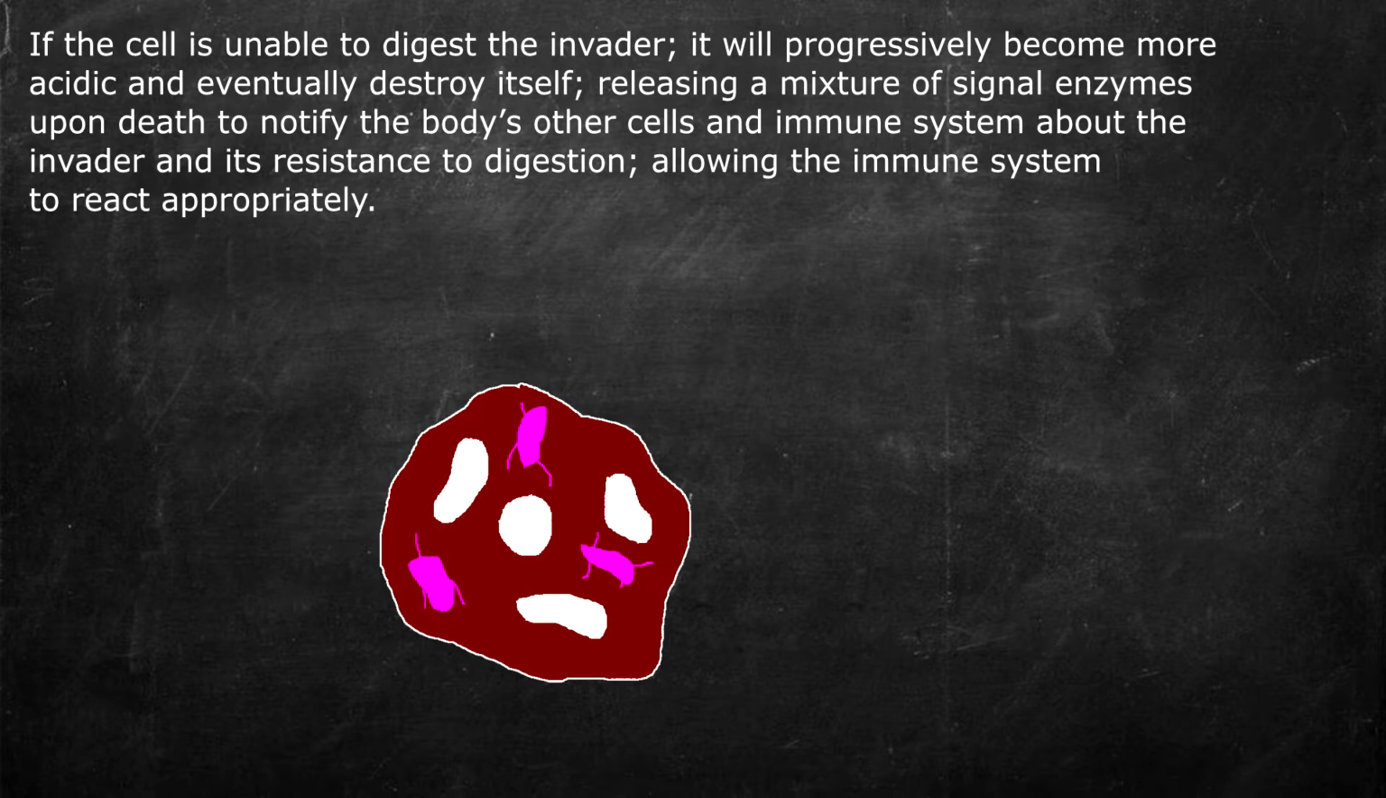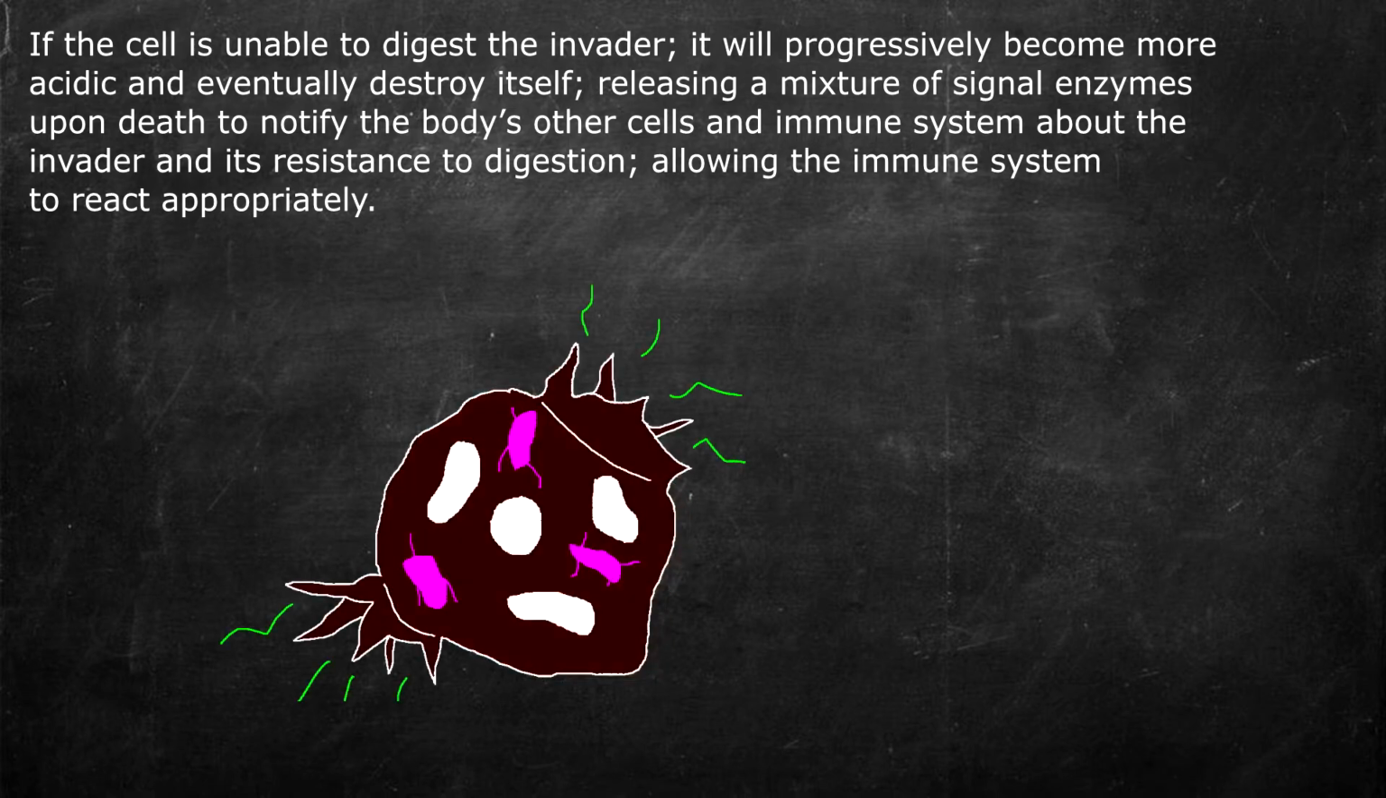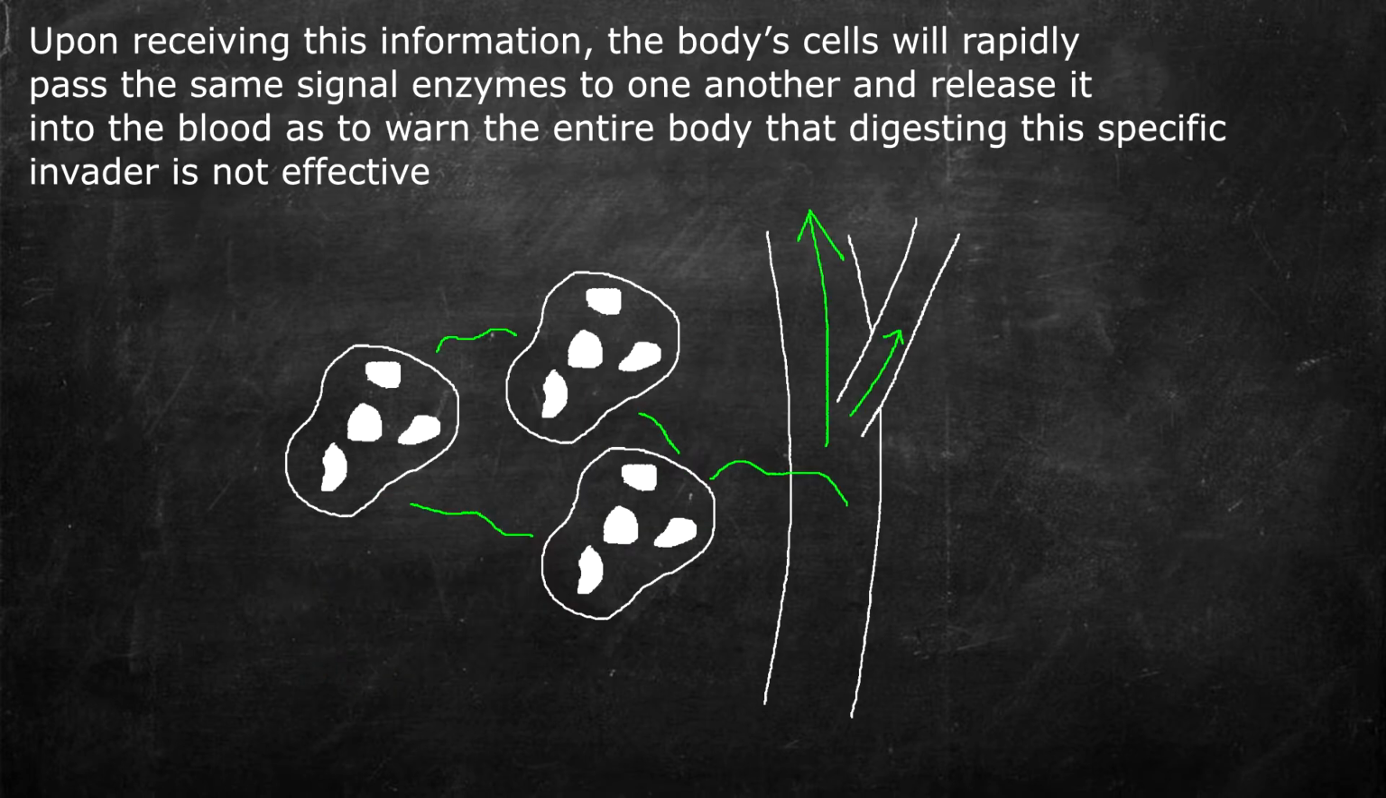If the cell is unable to digest the invader, it will progressively become more acidic and eventually destroy itself, releasing a mixture of signal enzymes upon death to notify the body's other cells and immune system about the invader and its resistance to digestion, allowing the immune system to react appropriately. Upon receiving this information, the body cells will rapidly pass the same signal enzymes to one another and release it into the blood as to warn the entire body that digesting this specific invader is not effective.